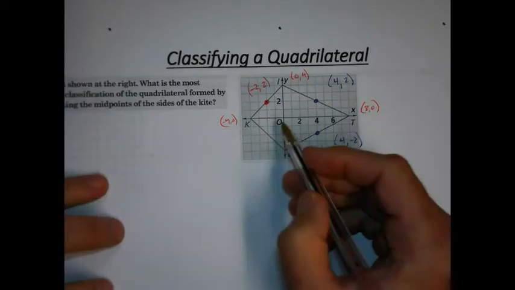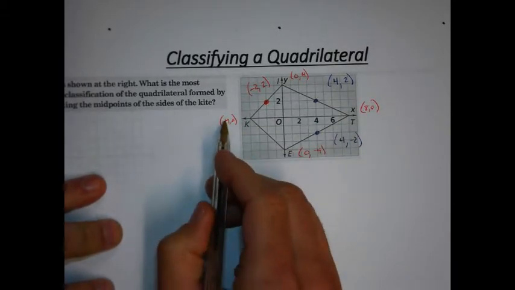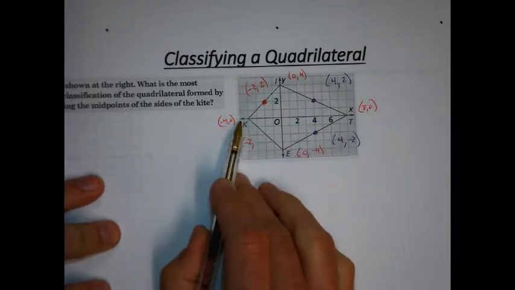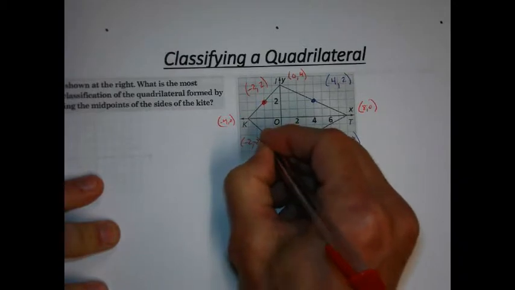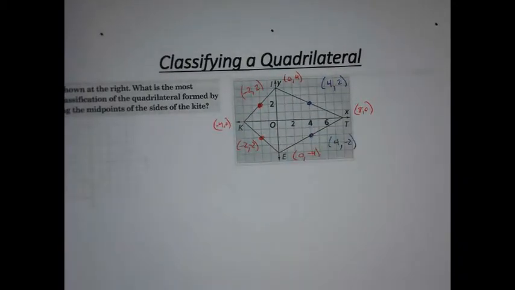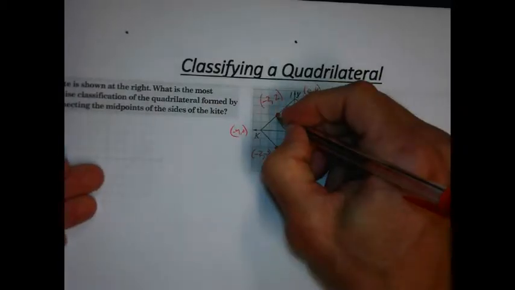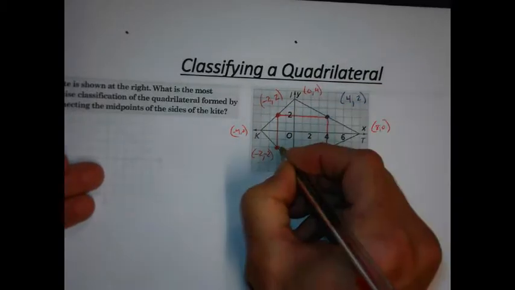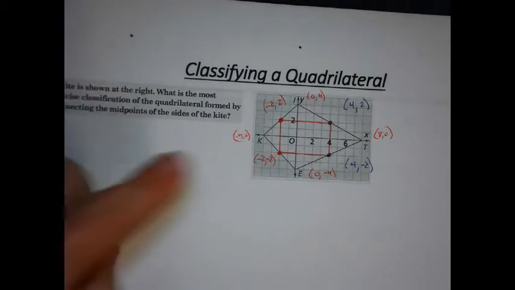And now, from K to E, the average x from negative 4 to 0 is negative 2. And the average y from 0 to negative 4 is negative 2. So negative 2 is down here. So we have found our midpoints by using the shortcut of the formula. But what are we doing? We're forming a quadrilateral by connecting the midpoints. So we have a line segment here, and a line segment here, and a line segment here, and a line segment here. So what is the most precise classification of this thing we just drew?